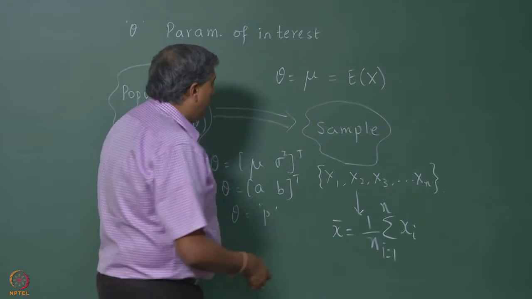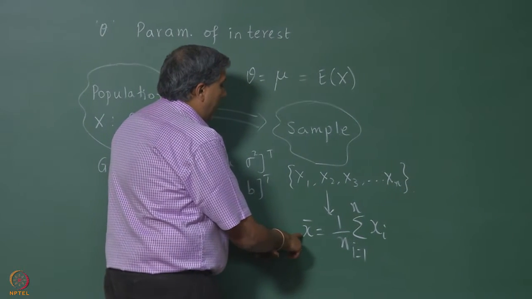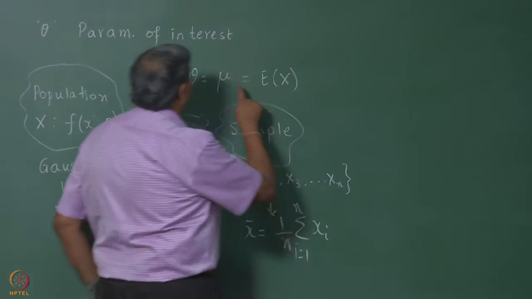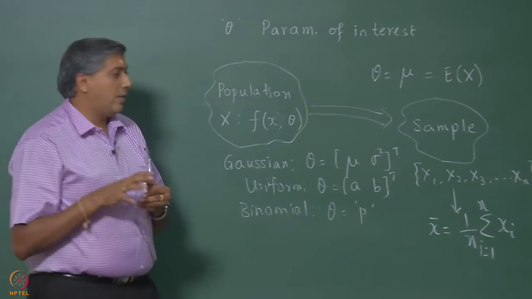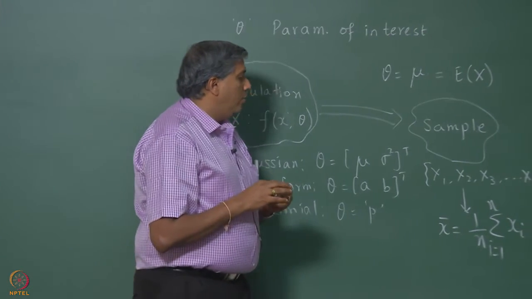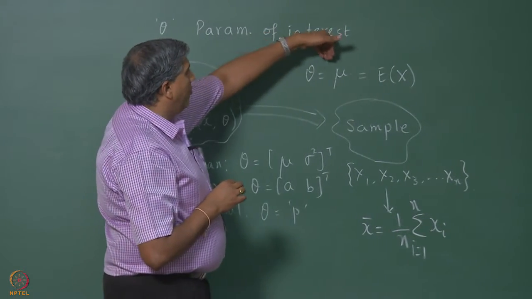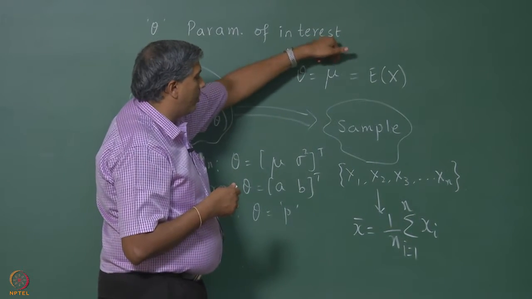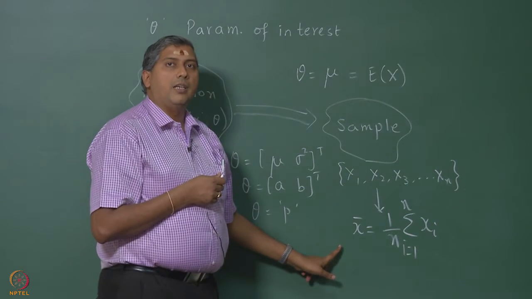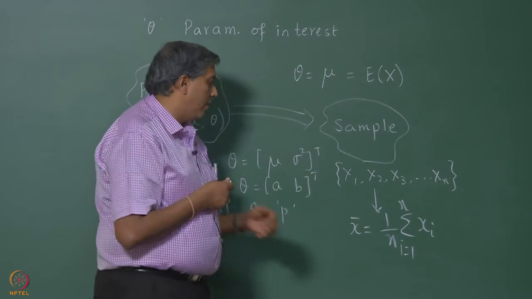Why am I doing this? Because I believe that this x bar is an estimate of the truth, which I do not know, and hypothesis testing is about making some comments, testing some truth statements about mu based on the estimate, which is x bar. This is called the sample mean.